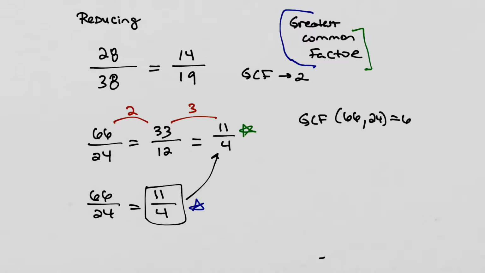Right? So the common factor is multiple steps. Greatest common factor is one step. Right? So I guess the obvious question here is, how do you find that greatest common factor? Well, if we look at 66 and 24, how do these things factor? For instance, 66 is 33 times 2. 33 is 11 times 3. So 66 equals 2 times 3 times 11.